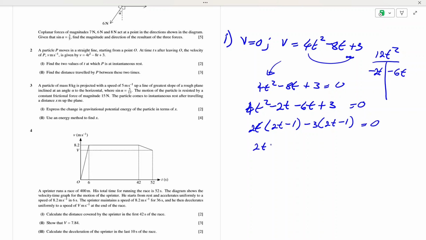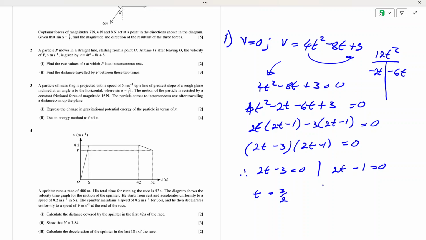Then this becomes (2t minus 3)(2t minus 1), all of that equal to 0. Therefore, I get 2t minus 3 is equal to 0, and 2t minus 1 is equal to 0. Thus, t here is 3 over 2 or 1.5, and t here is equal to 1 over 2 or 0.5, right?